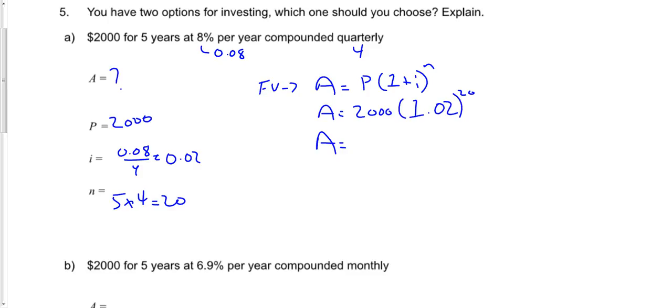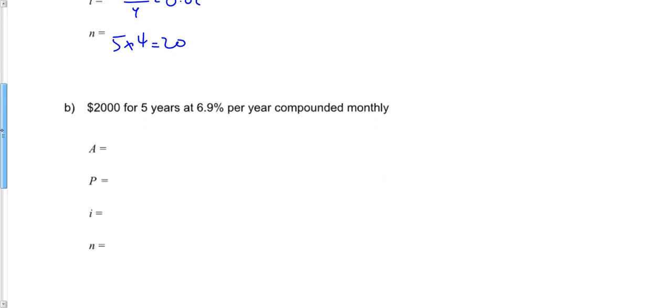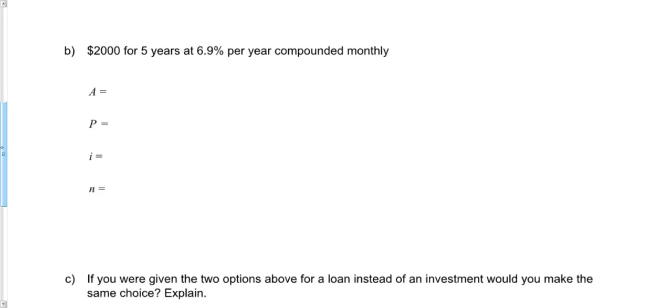It's going to give me $2,971, approximately, let's call it 89. Okay, so under these conditions, I would end up with $2,971 and change. But if I went to a different bank and they gave me this option, I want to figure out how much this is going to be.